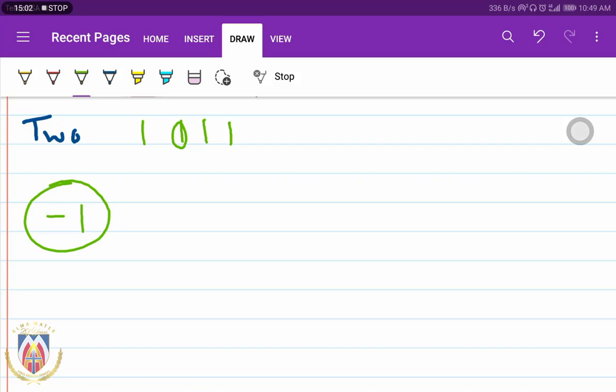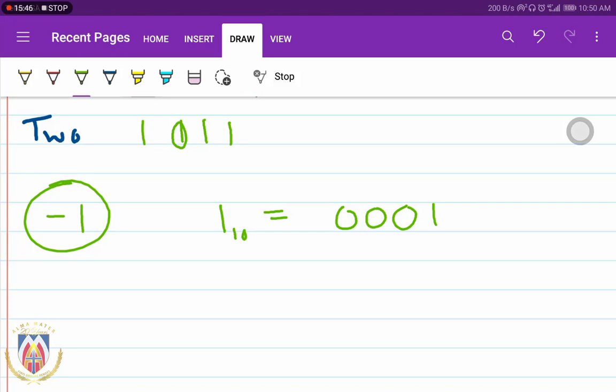-1 is our number and we want to get the 2's complement of -1. First, let's get the binary representation of +1. Once we get the binary representation of +1, we will get the negative by doing the 2's complement steps. Okay, so the binary representation of 1 is 0, 0, 0, 1.